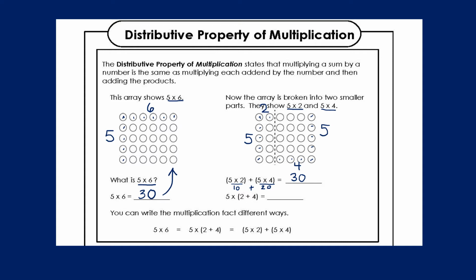We can do 2 plus 4 equals 6 times 5 equals 30. You can write the multiplication fact different ways. 5 times 6 equals the sum of 2 plus 4 times 5, or 5 times 2 plus 5 times 4.